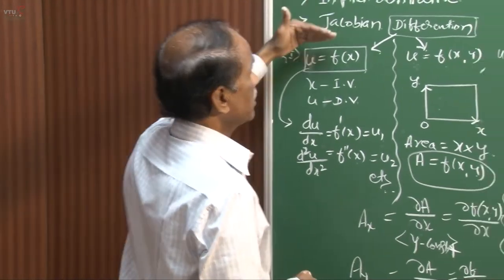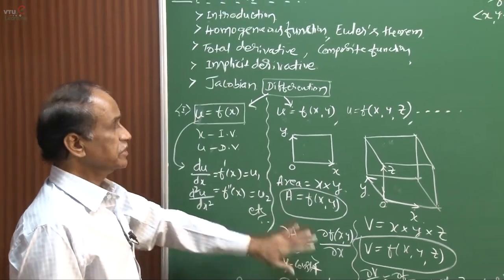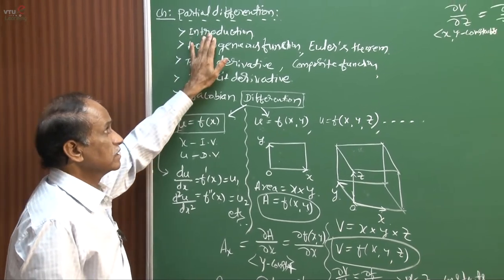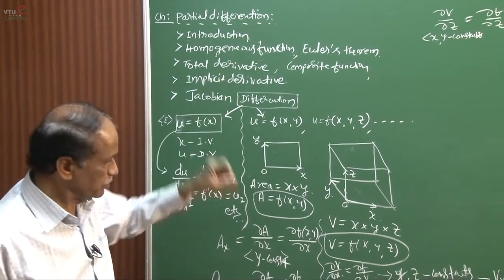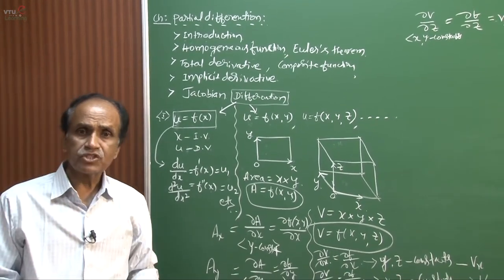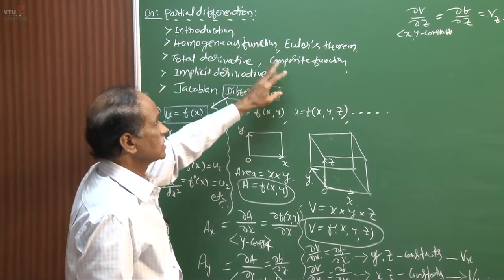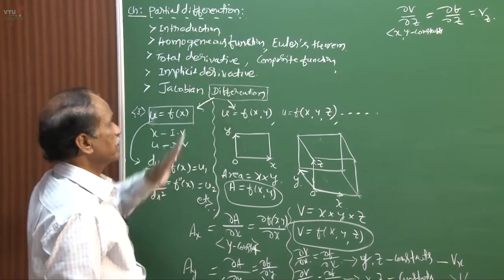Now let me go topic by topic. This is your introduction. These are the partial derivatives. Now I will do one or two examples just to prove these derivatives by giving some ordinary functional relations. Afterwards I shall discuss homogeneous functions and then Euler's theorem. This is the next important part of it.